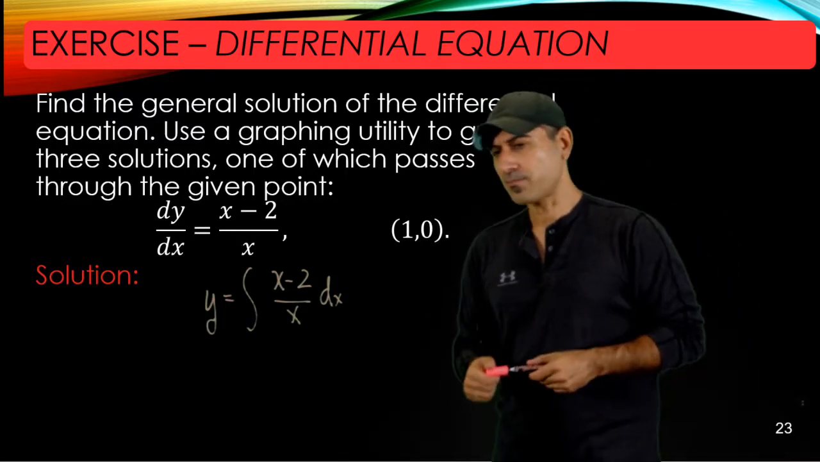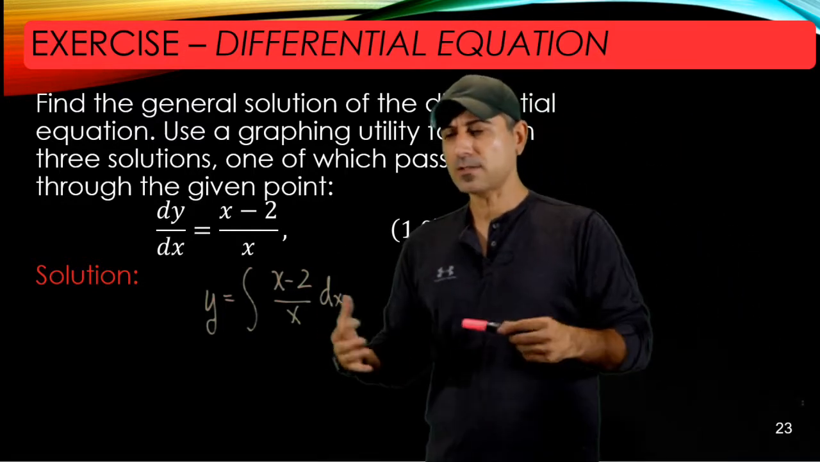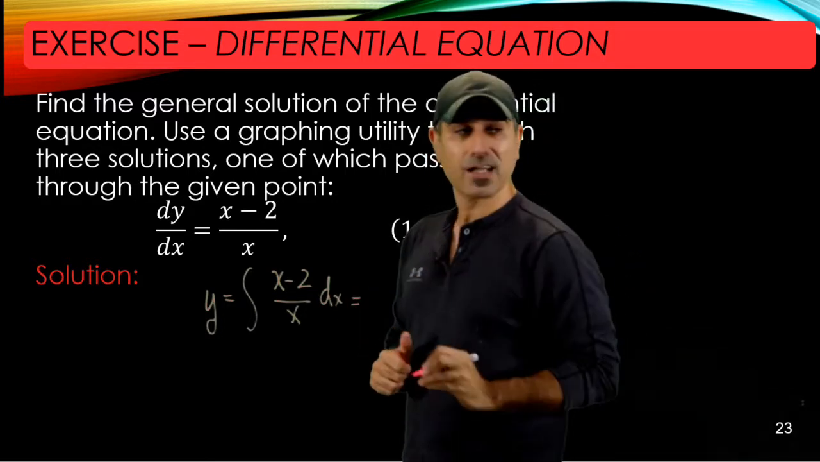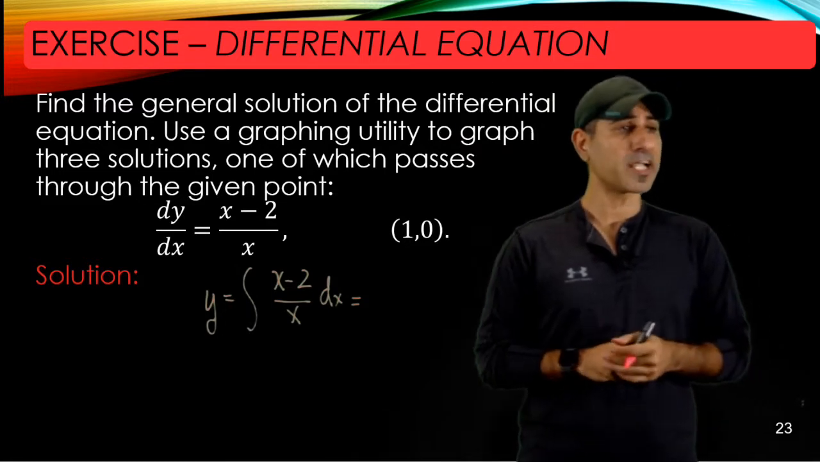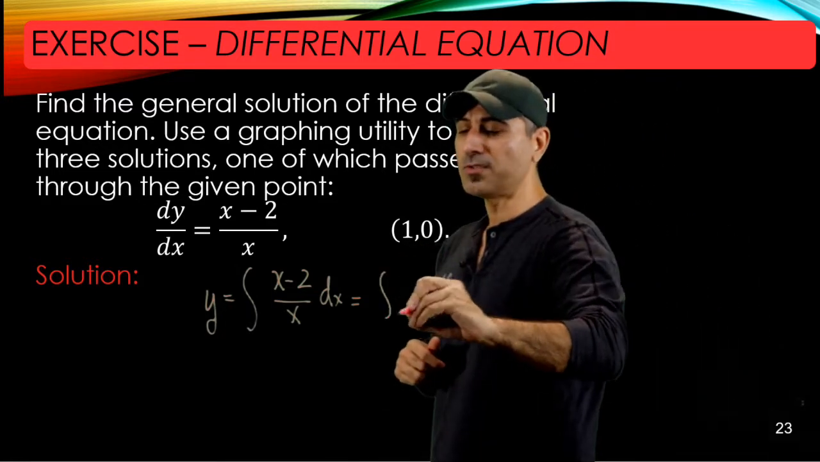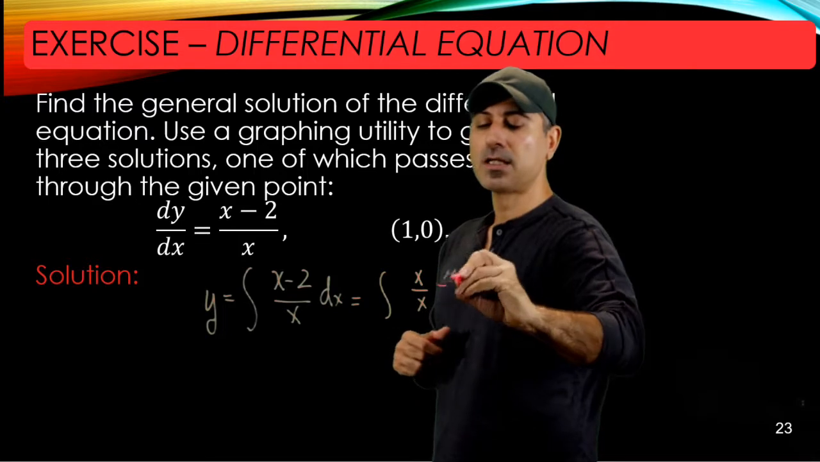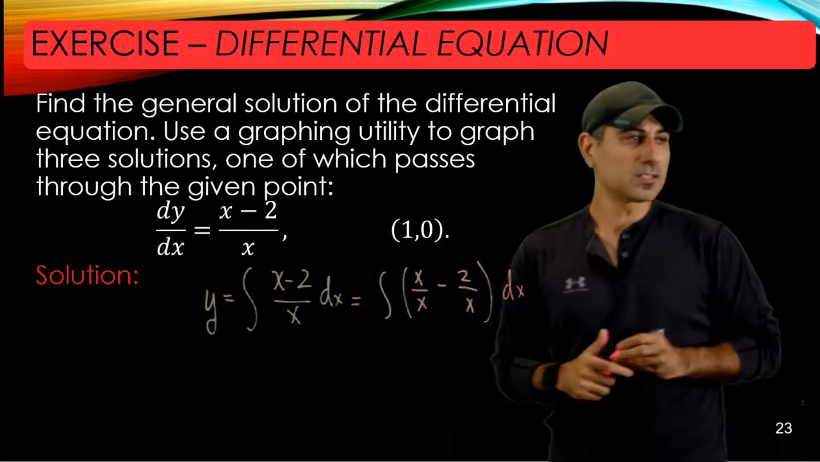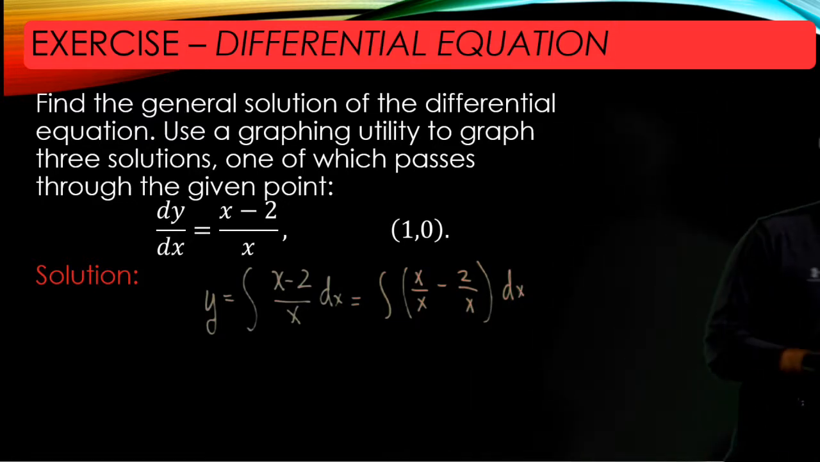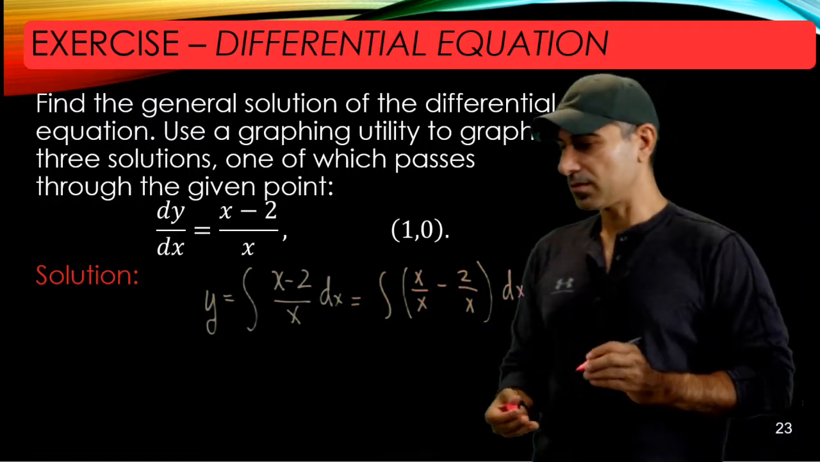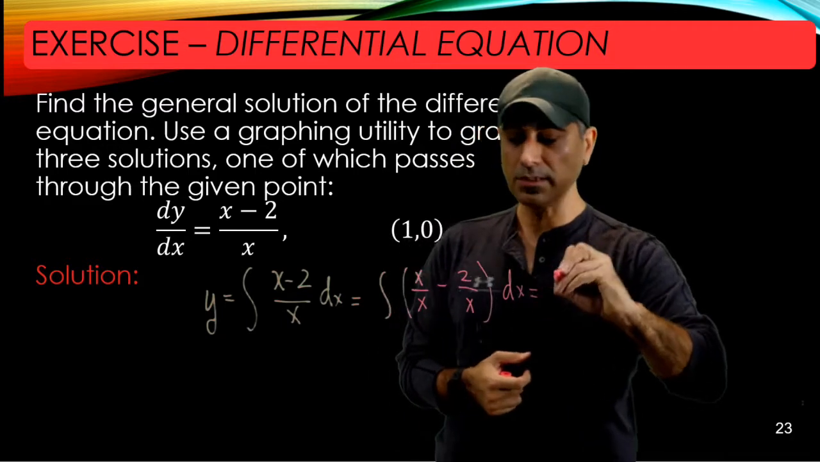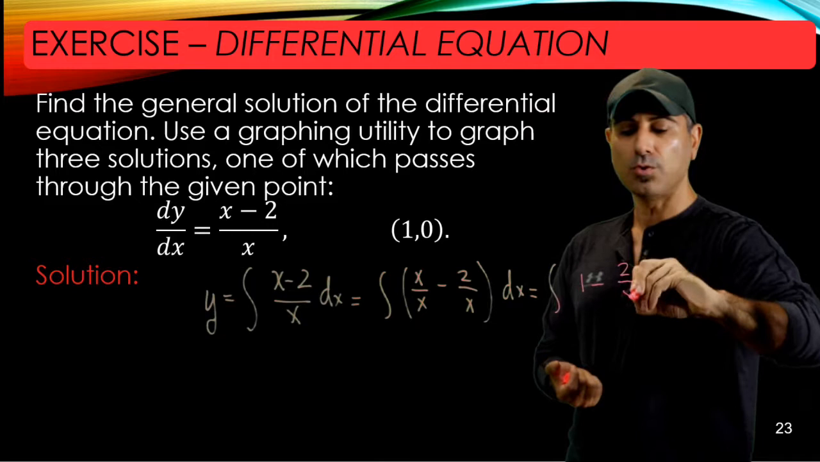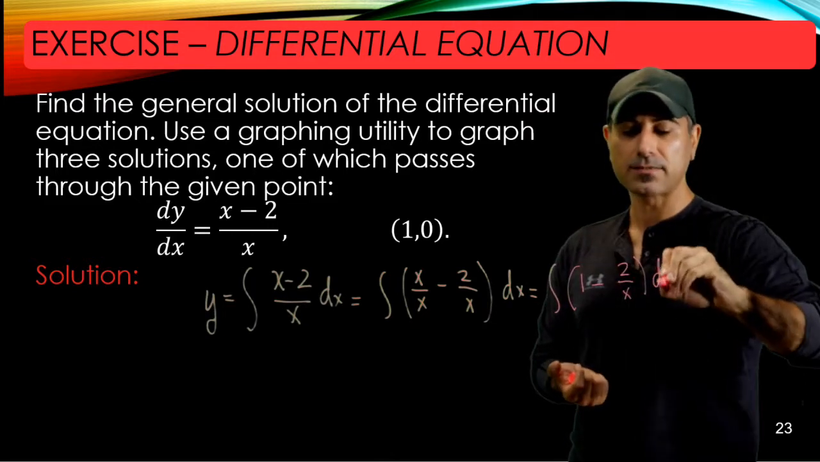You may use u substitution or any other techniques that we learned, but I think the best strategy to apply here is to split the fraction into 2 pieces. So why don't we write this as x over x minus 2 over x. Then this would allow us to integrate each piece separately, using a divide and conquer type technique, right? And x over x is just 1, minus 2 over x, dx.